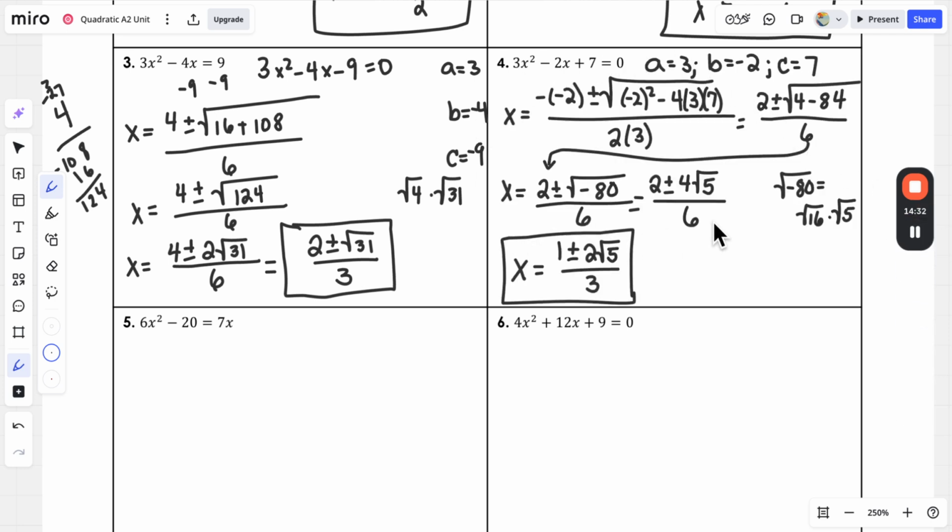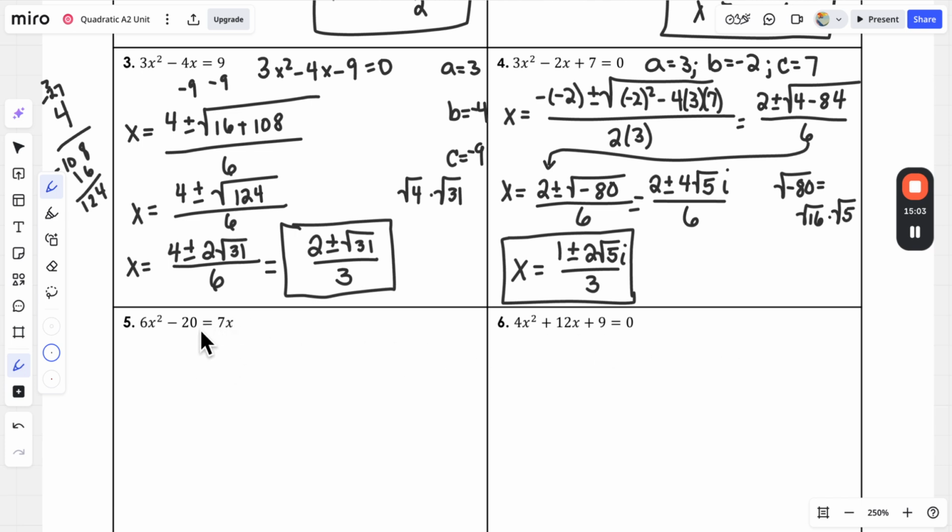Okay, so there is the answer for number 4. I hope that you were able to get 1 plus or minus 2 square roots of 5 over 3. Here's the work that I did to identify that. And it does point out that I have a negative and I forgot to put my i, so I need to do that there. Now it is a complete answer. So I can go ahead to the next problem.